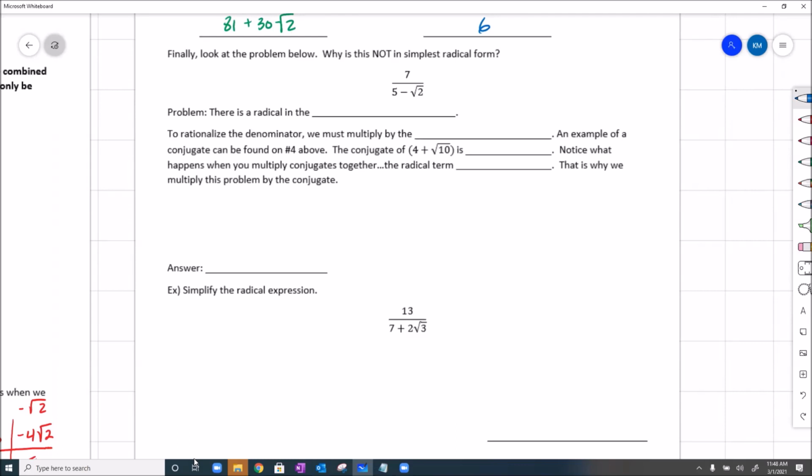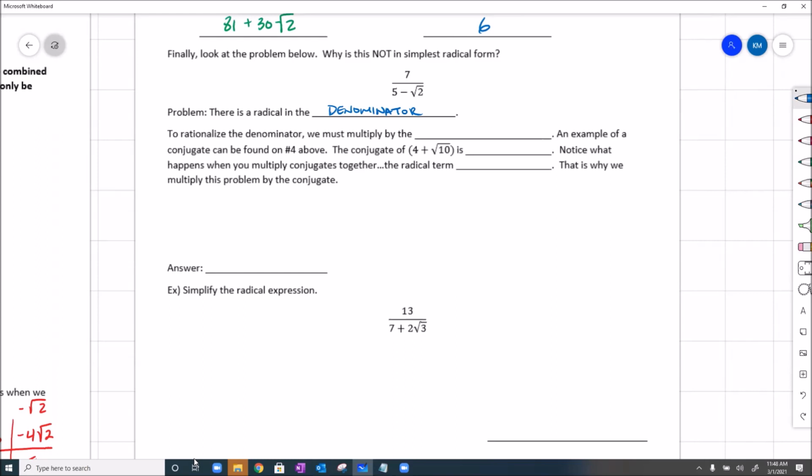All right, so it says, look at this problem below. Why is this not in simplest radical form? So 7 over 5 minus radical 2. You can say, well, this isn't in simplest radical form because there's a radical in the denominator. Remember, we cannot have a radical in the denominator. We've seen this before when we were rationalizing our denominators, but before it was just radical 2, not 5 minus radical 2. How do we get rid of that?